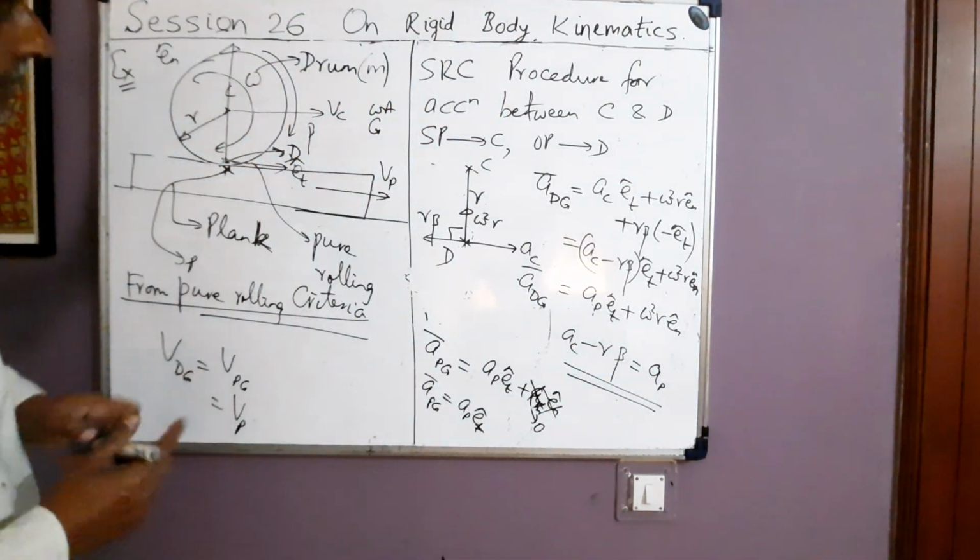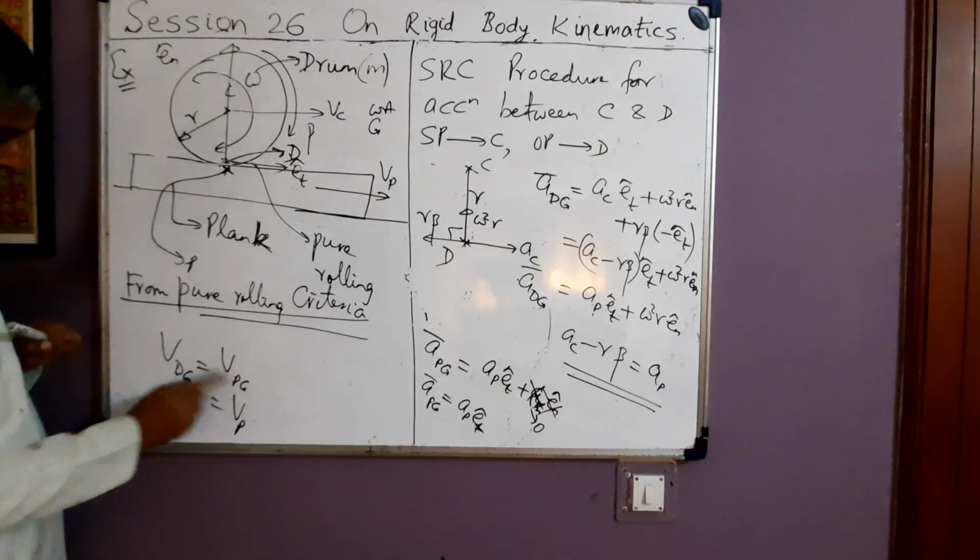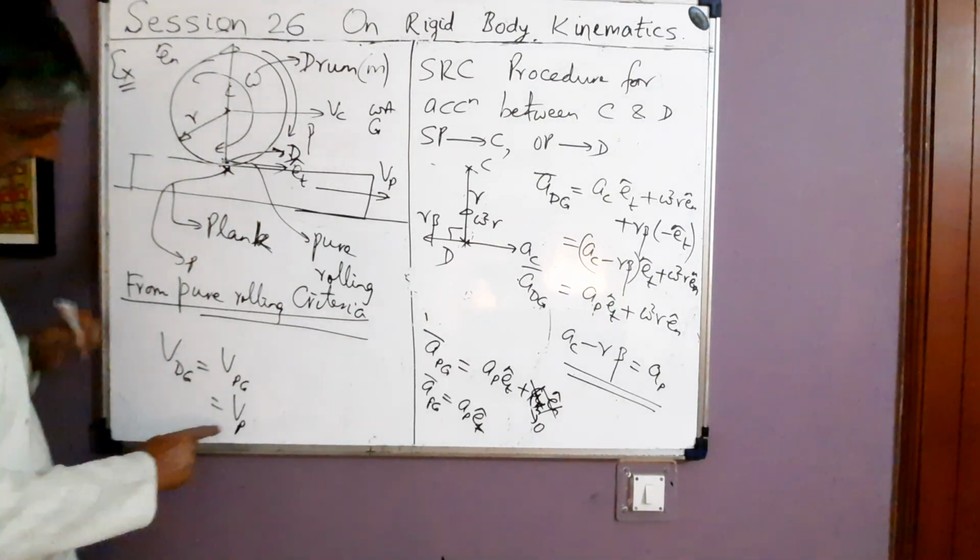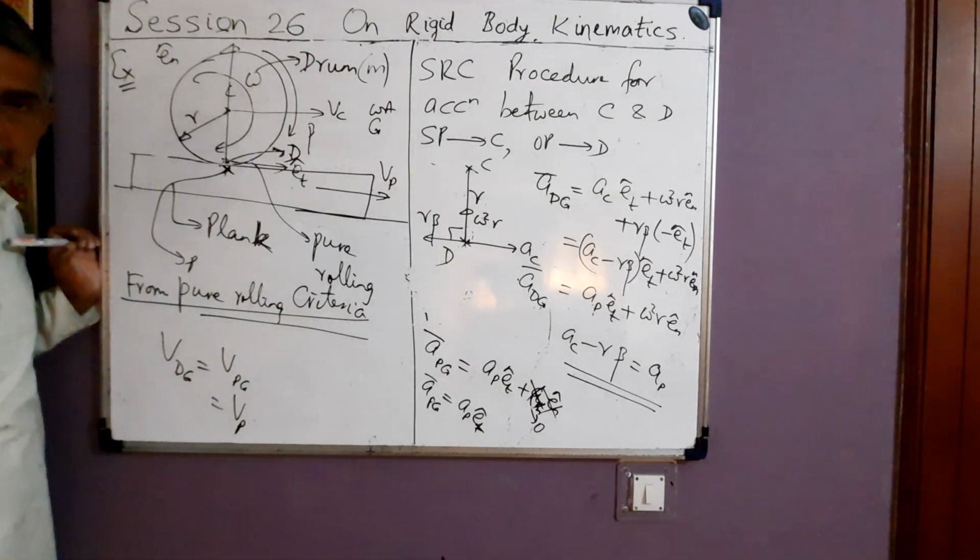But in velocity, what is happening? VP and VD are both the same, both in the tangent plane and also along the common normal.